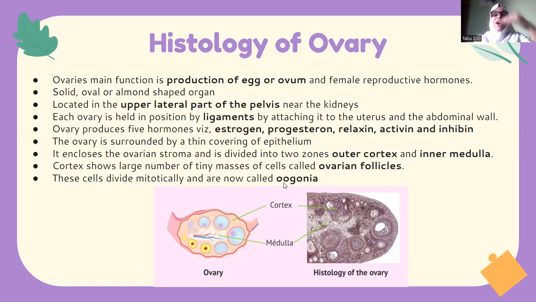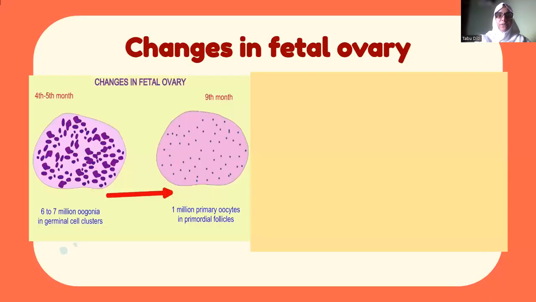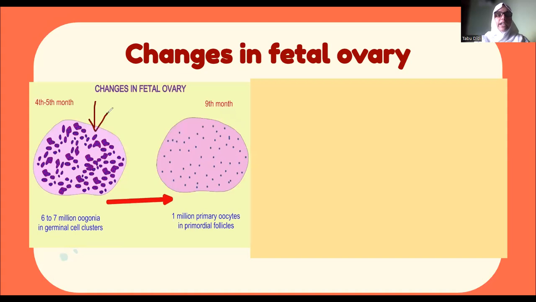Okay, then how oogonia divide and how the oocytes and the mature egg are formed, we will see in the next video. Okay, so this is an additional point: how the ovary is at the initial stages, up till, let's say, the 9th month, and what happens after birth. So there are a lot of changes happening in the fetal ovary.